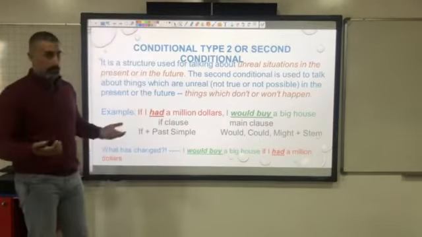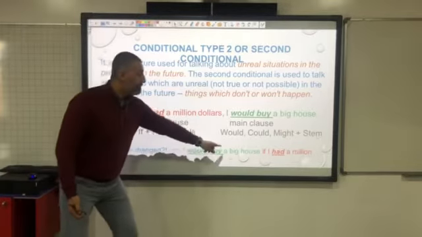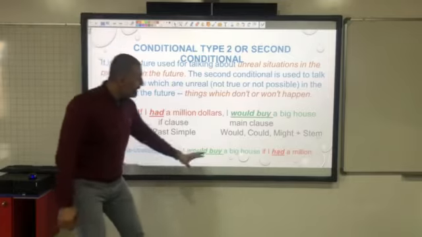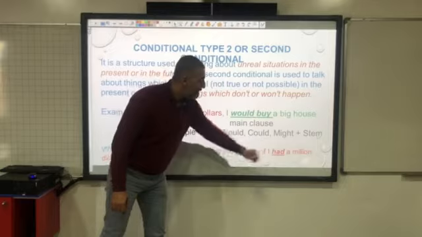I will not buy a big house. The change is, I would buy a big house if I had $1 million. The same thing, and this is very important: if you decide to start with your main clause, there is no need to separate the two clauses with a comma.